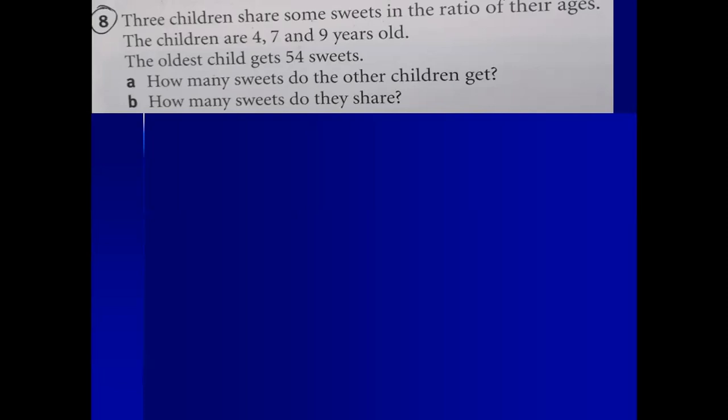So he takes 54 divided by 9. No, on the contrary, Karam, 54 divided by 9. Sorry. Which is? 6. Excellent. Now, the oldest one, or each part, it will become 6, right?